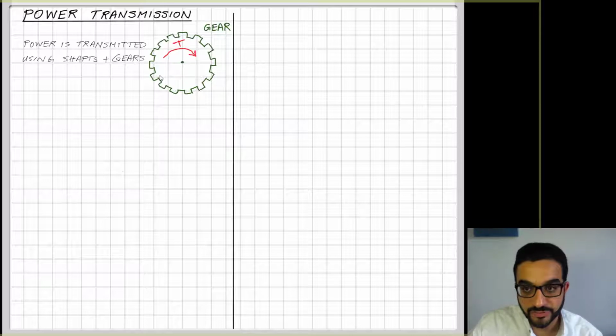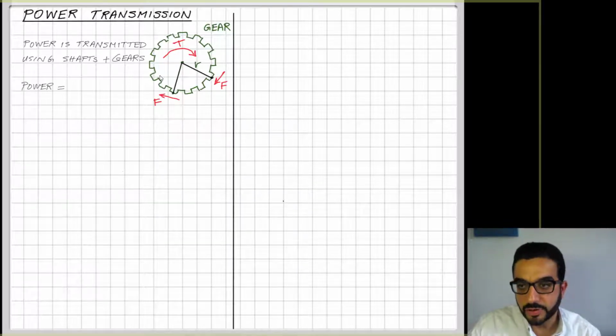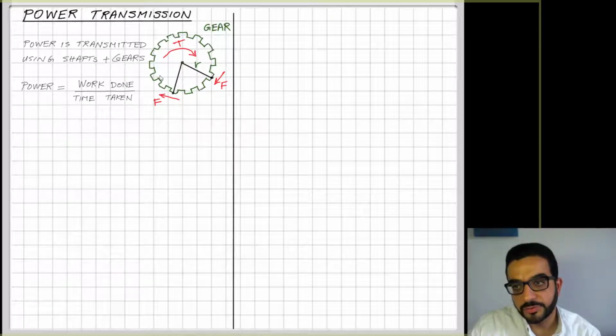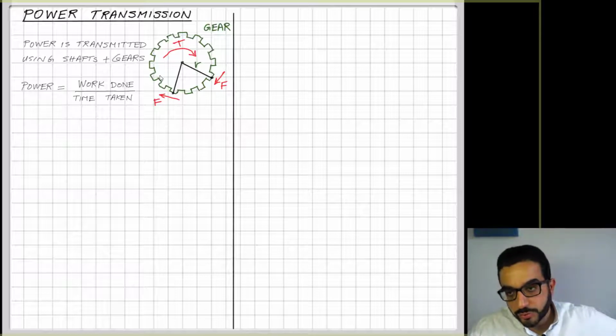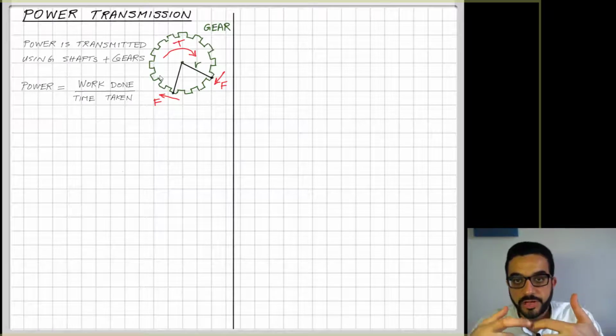You have shafts and gears collectively transferring and transmitting power from one point to the other. But now we're only focused on one shaft and one gear. This shaft has a radius of r, and the torque is transmitted through the gear to another gear through the interaction between the different teeth of the two gears attached, or kind of interacting.